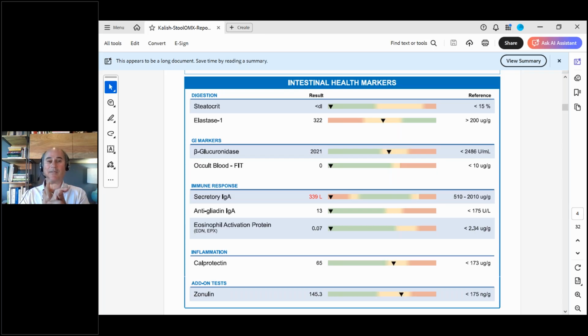Is your stomach making enough stomach acid? This lab company doesn't have a marker for that. Is your gallbladder working right? Is your pancreas working right? What's happening with your immune response in the gut? And what's happening with inflammation in the gut? That's enough. If you just get that figured out, that's enough.